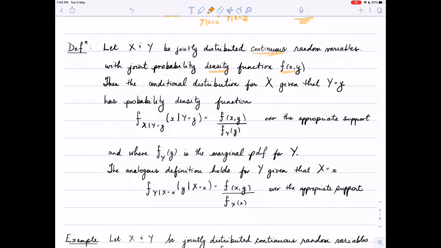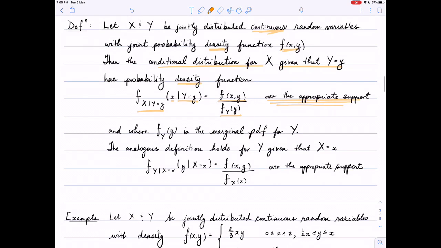So now the conditional distribution for x, given that y equals y, has density, and the notation is analogous. f sub x given y equals y of little x given y equals y is, and this is an analogous definition except we're using the densities, not the mass functions, f of xy, the density function, divided by the marginal f sub y of y, over the appropriate support.